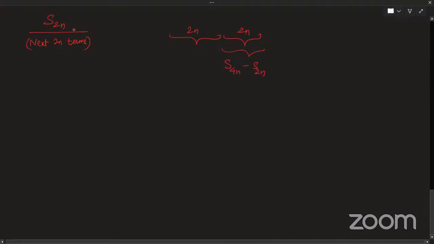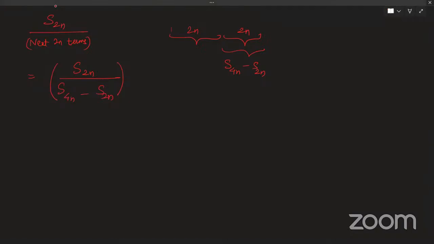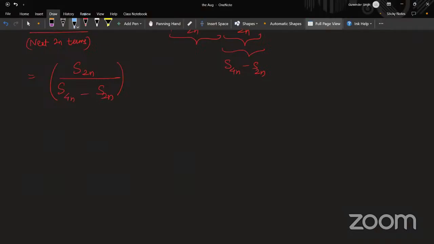Yes, sir. Because I can take the sum of first 4n terms and then subtract the first 2n terms, right? So basically it is S of 2n divided by S of 4n minus S of 2n. Is this correct? Does anyone have any issue with this? No, sir. Okay, great.